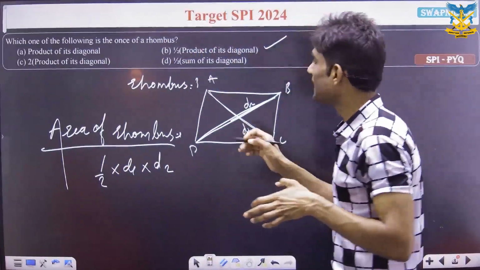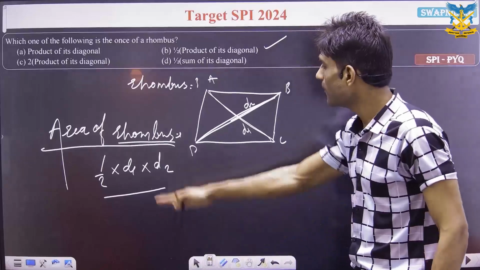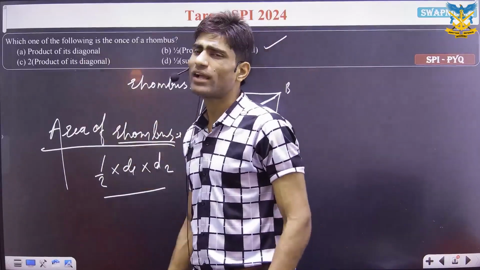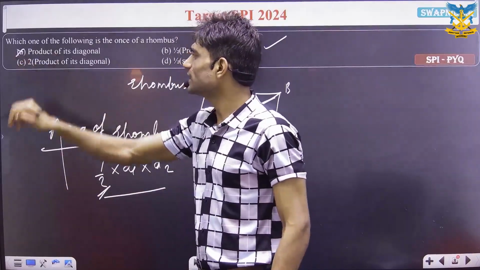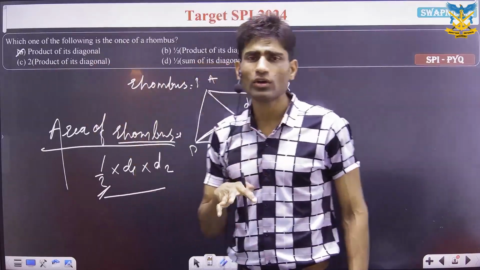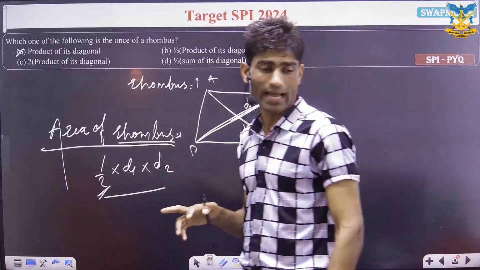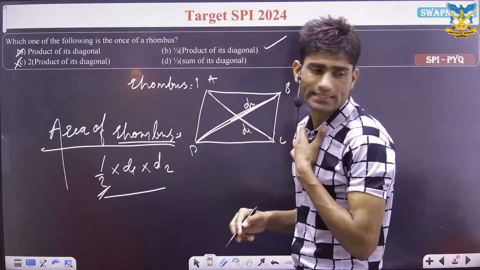Now see that the area of a rhombus, we write it as 1/2 multiplication of the diagonals. The product of diagonals alone is not possible because the 1/2 is also there, so the first option is discarded. The second says 2 times the product of its diagonals. Here it is 2 times, but it should be 1/2 times the product of its diagonals. So the second and third options are discarded here.